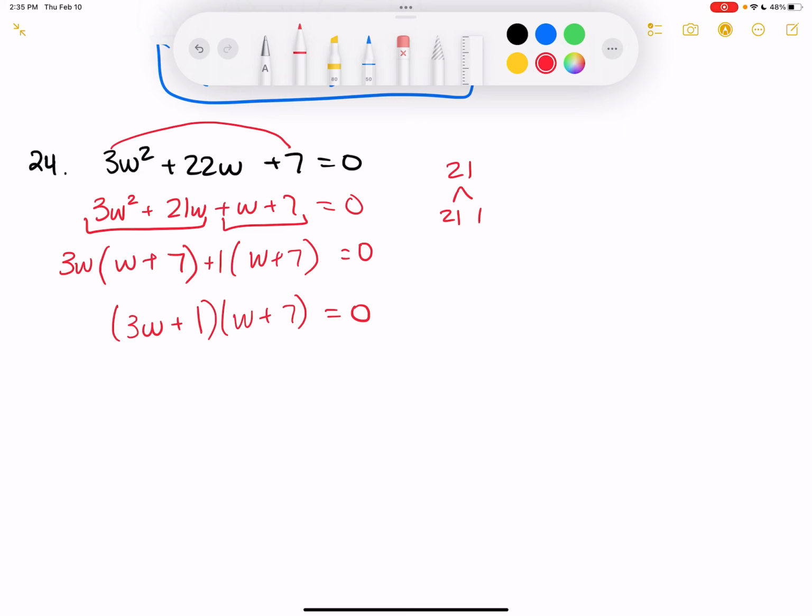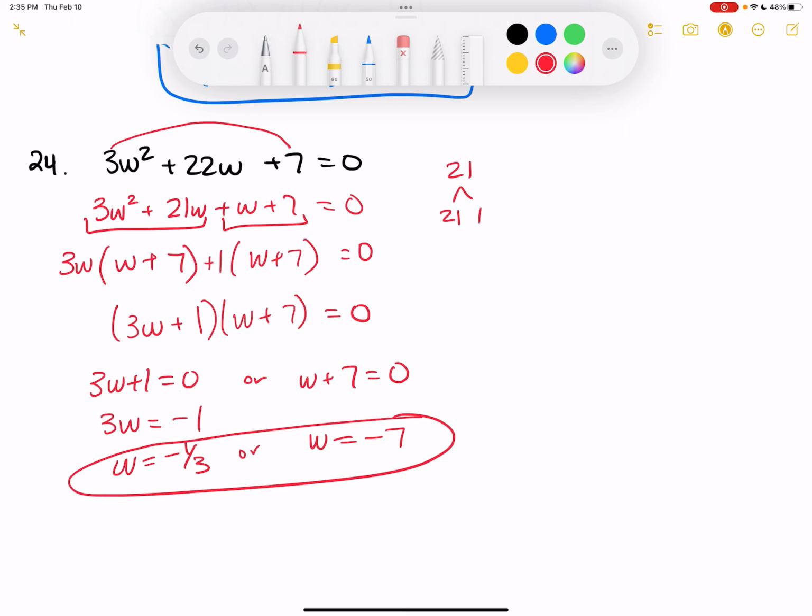Set each piece equal to 0. 3w plus 1 equals 0, or w plus 7 equals 0. So 3w equals negative 1. Divide by 3, w equals negative 1/3. Or on this side, subtract the 7, w equals negative 7. Up to right here, everything is the same. At this point, you're going back to what we did in the last section, setting each piece equal to 0 and solving for the variable.